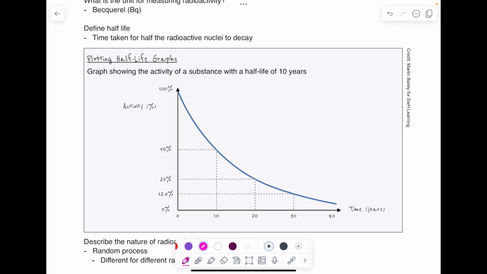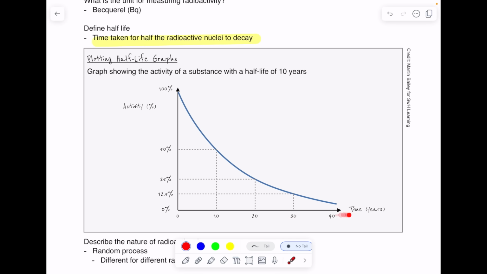Let's do a quick run through of half-life. So half-life is the time taken for half the radioactive nuclei to decay. Remember, because of those excess neutrons, they're likely to give off radiation, and when they do that, we say that the nuclei has decayed. So if you look at a very typical half-life graph, here we're choosing to talk about radioactivity as a percentage as opposed to counts per minute or becquerels. It doesn't really make a difference, the graph will still look very similar.